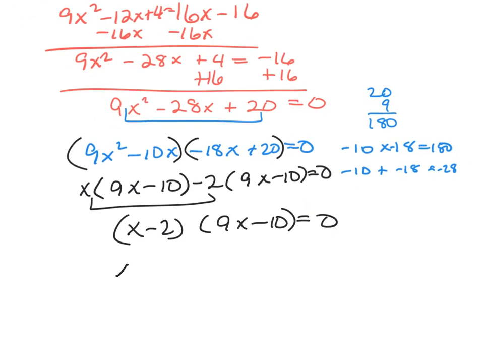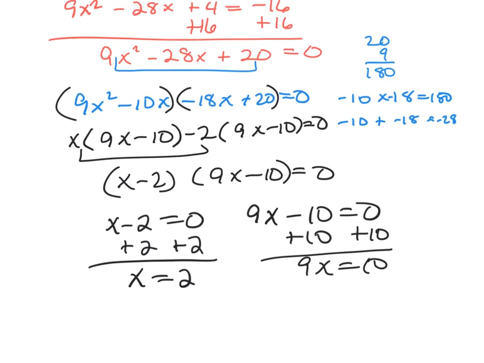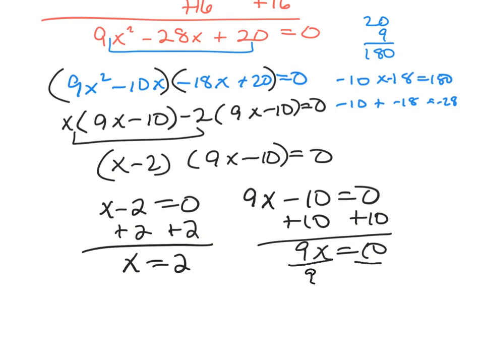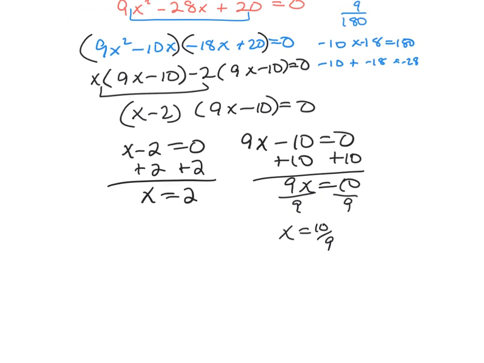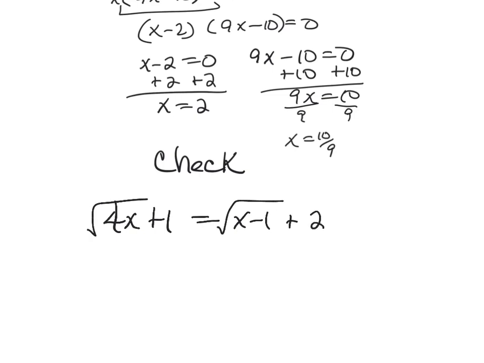And now set each of the factors equal to 0. Solve for x on the first one by adding 2. Solve for x on the other one by adding 10 first, and then dividing by 9. I now need to do a check. So again, I'm going to take my original, square root of 4x plus 1, equals square root of x minus 1 plus 2. I now need to plug in 2.